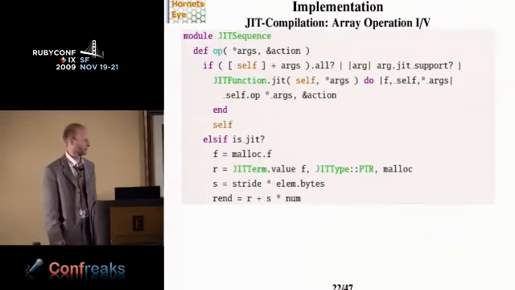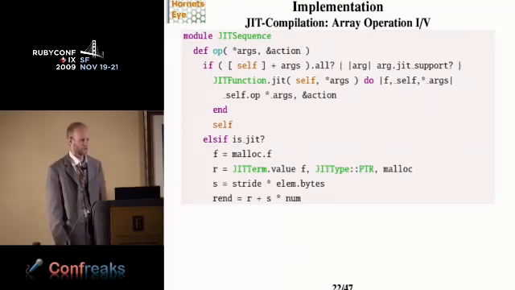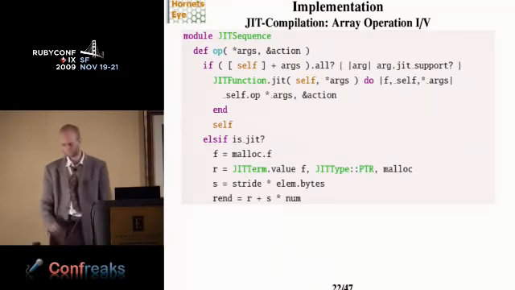And for arrays, it gets a bit more complicated. Again, you initialize the same way. You check, do we have JIT support? You call the JIT compiler, you call yourself. And then you jump into the second case. And then we check, are we JIT compiling? Yes. Then I first get a reference to the JIT function. And then I create a copy of the array pointer. I compute the strides. And I compute a pointer to the end of the array.